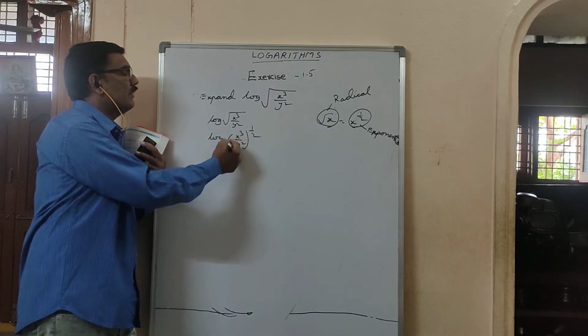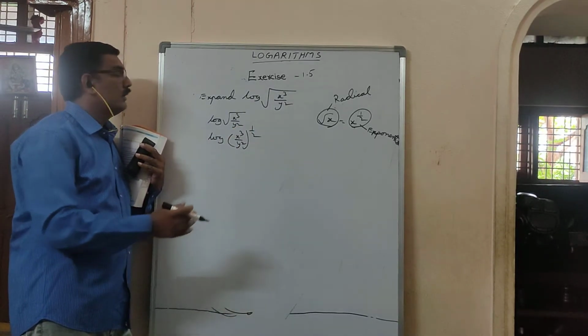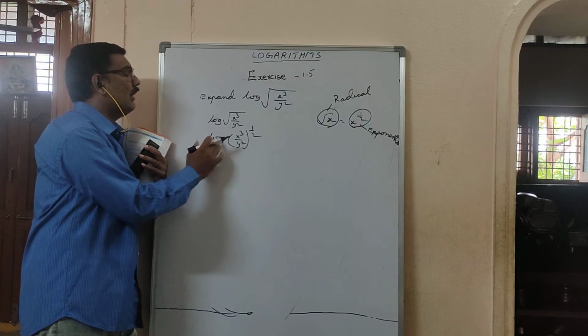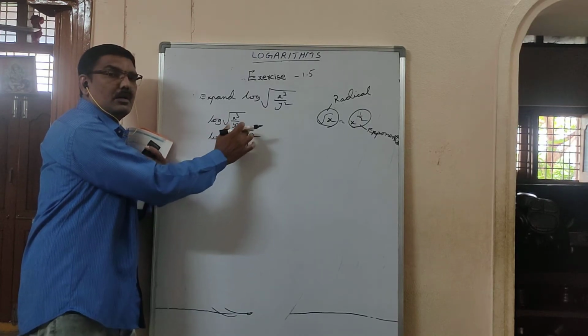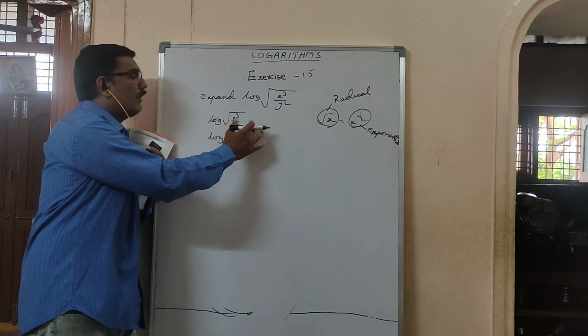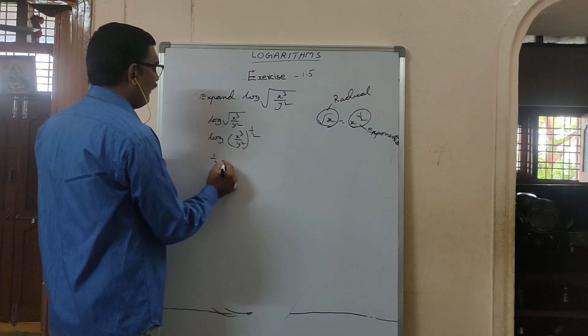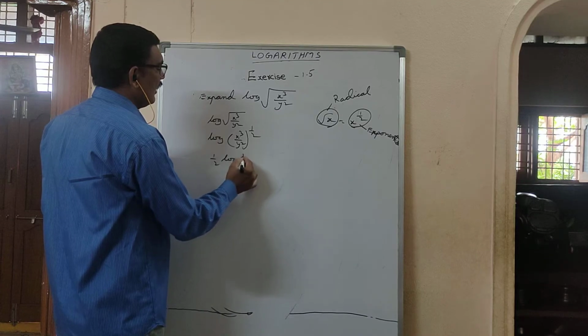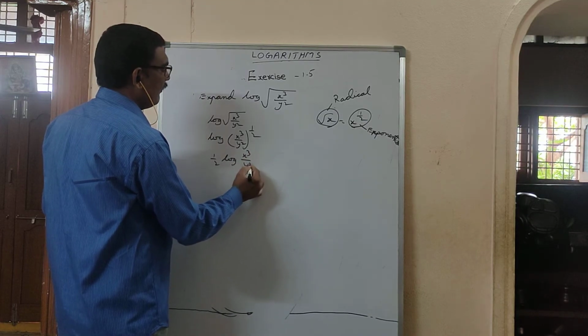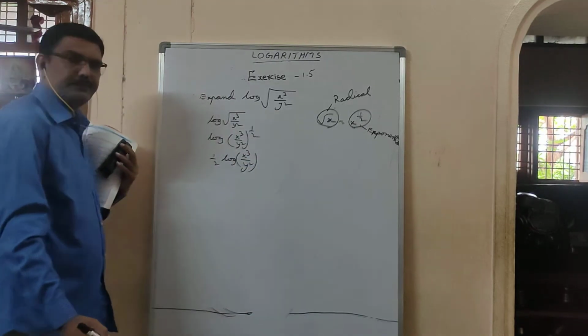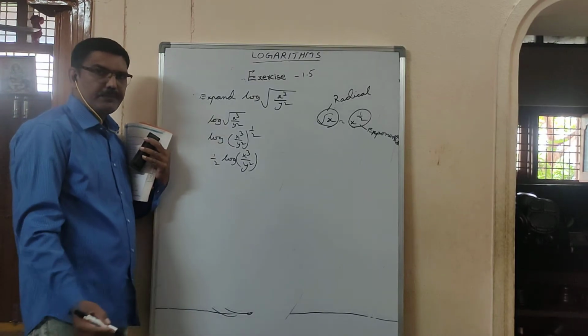Log (x cube by y square) whole to the power of 1 by 2. By reading this itself, you are saying log a power m. This is a power, and the power becomes the coefficient, as I said already. So you can write half log x cube by y square.